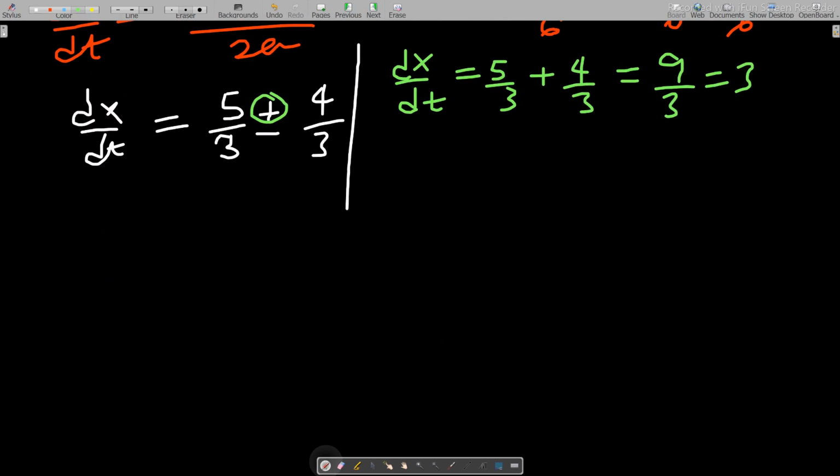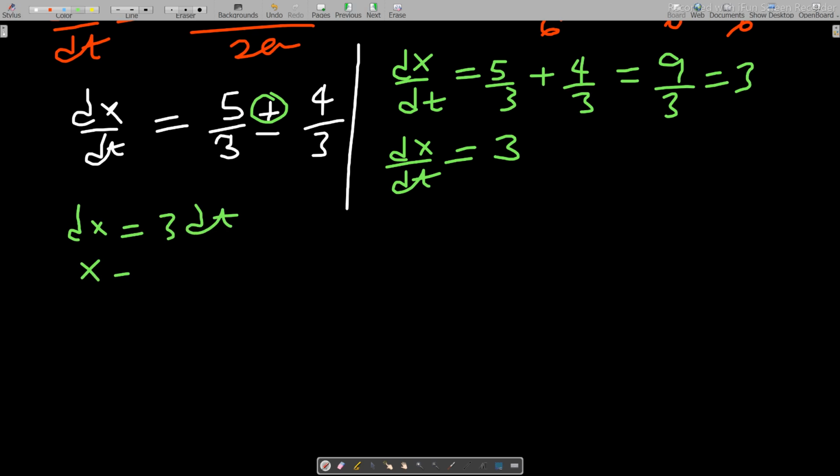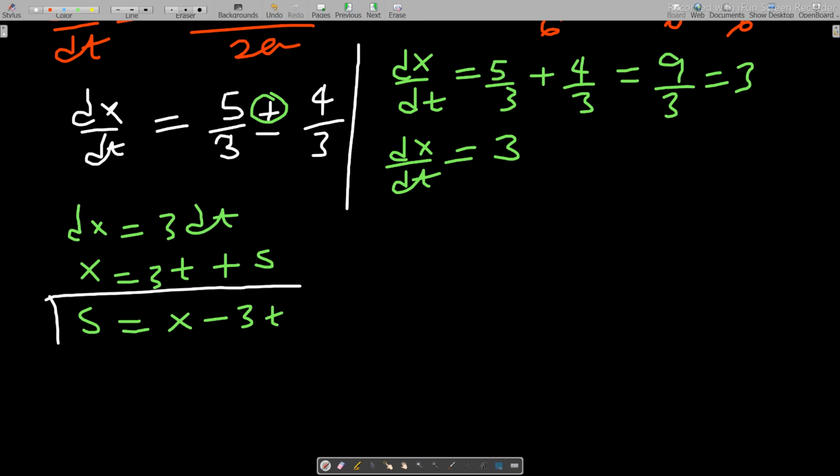So it means in the first positive part, I have dx/dt being equal to 3, which implies that in solving this characteristic equation, I'll get dx is equal to 3 dt, and so I'll have something like x is equal to 3t plus, let's say, s. This means this s, which is the constant, is equal to x minus 3t. So I have this as my first characteristic equation.